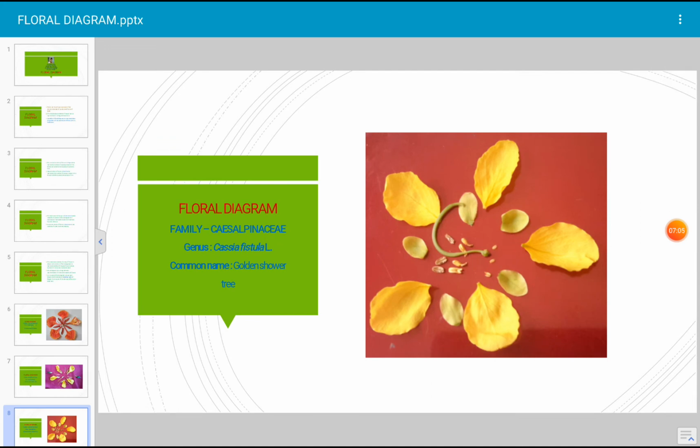Next floral diagram. This is also an incomplete floral diagram. This is a member of the family Cisalpinaceae, and its botanical name is Cassia fistula, and its common name is golden shower tree. This is the floral diagram which is incomplete because no section of the ovary is taken here. And as I already told you, to create interest of students towards plant taxonomy and to make the PPT beautiful, I have made this. But to some extent we can understand the things of the floral diagram from these photographs.